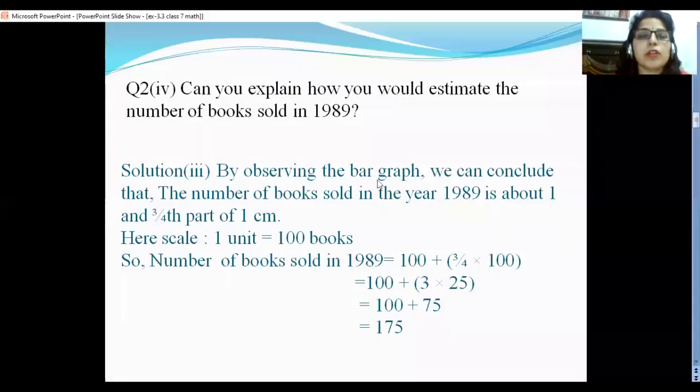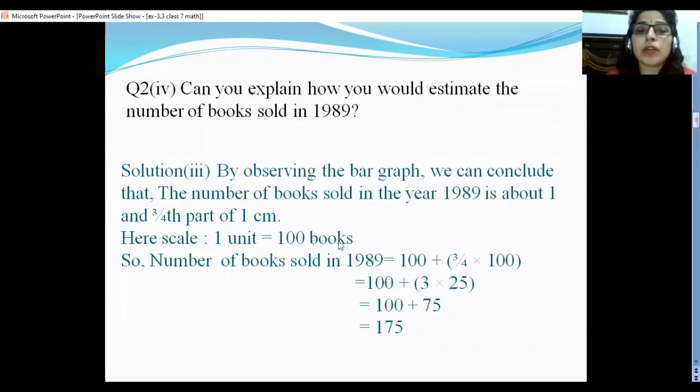Now see question number 2, part 4. Can you explain how you would estimate the number of books sold in 1989? In the first part, we have mentioned that in 1989 there are 175 books, but now we need to explain how we get that answer. So the solution we will write by observing the bar graph. We can conclude that the number of books sold in the year 1989 is about 1 and a 3/4 part of the 1 centimeter.